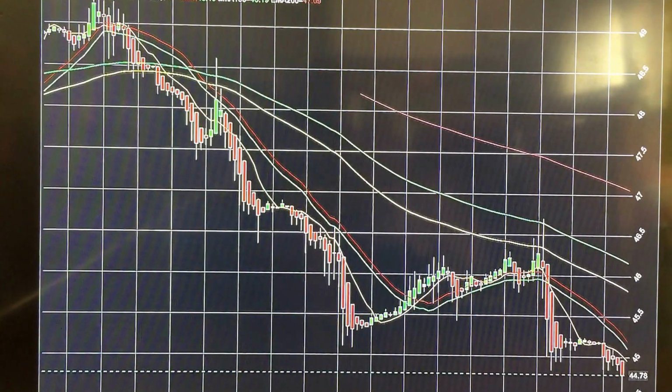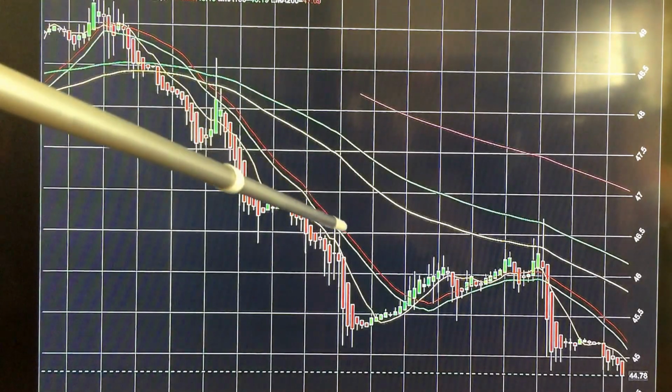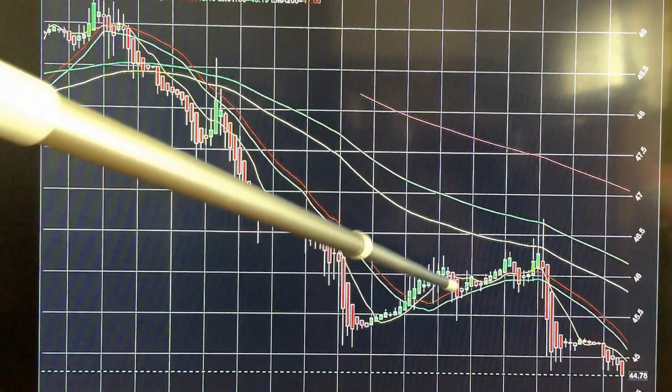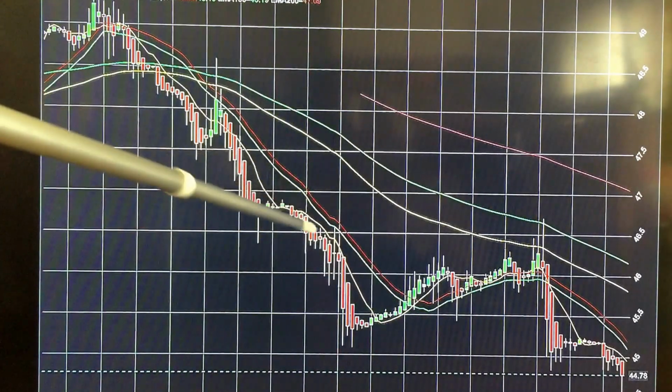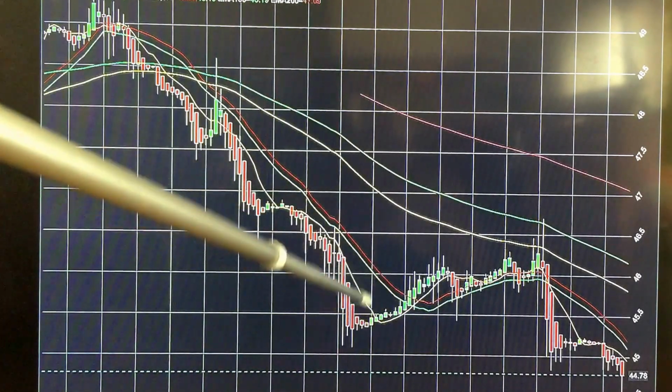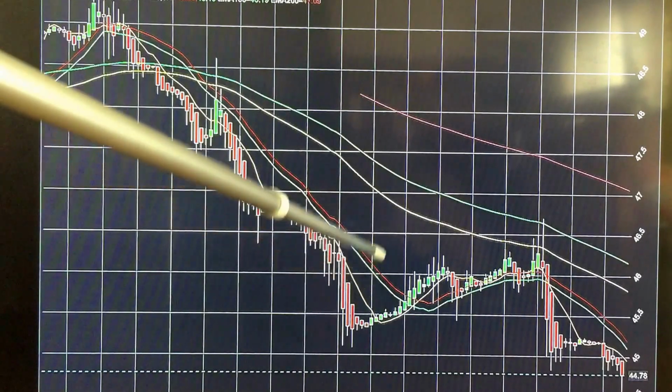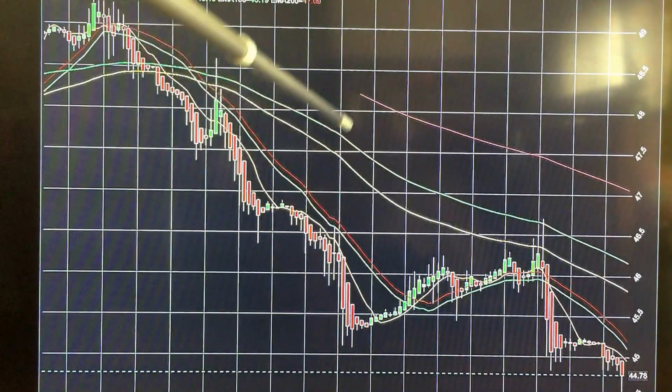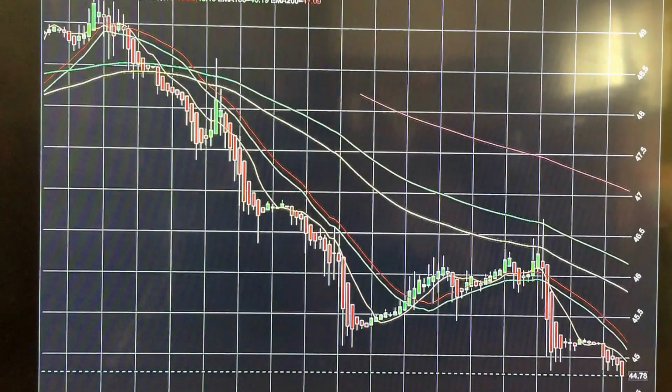Don't worry about these lines I put here. They are personally for me and privately for me to do what I'm doing. But I'm not gonna talk about these ones now. I'm just gonna talk about the EMAs that you have to put on your chart, either for long term or short term, that can help you.